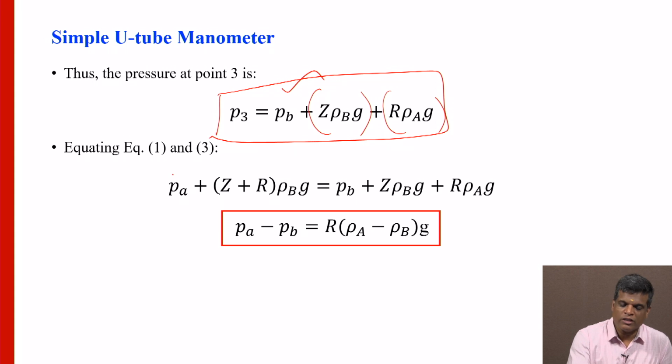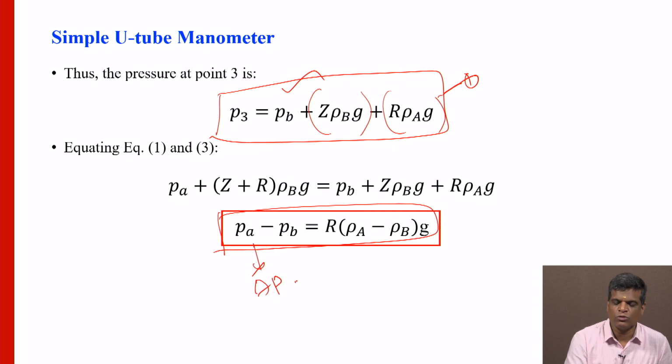Then you equate equations 1 and 3, and finally we get the equation for the pressure drop: delta P equal to R into delta rho, the difference of the densities of A and B. A has a higher density compared to B, and G is the gravitational acceleration.